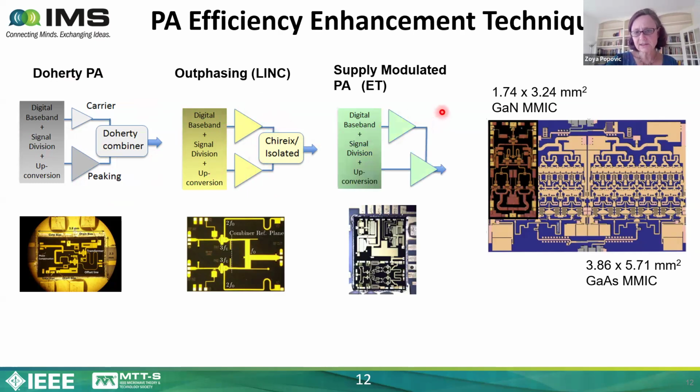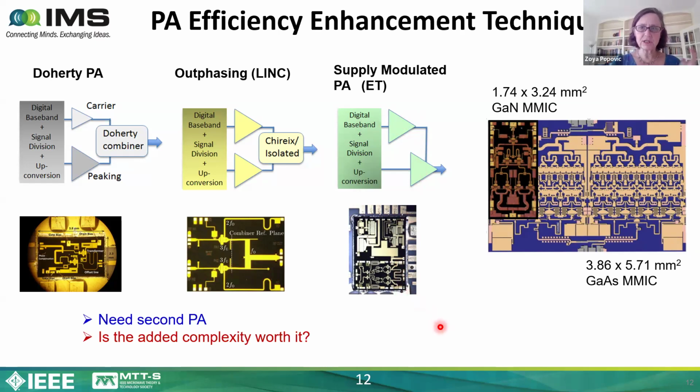And then envelope tracking, or supply modulation, is when you add digital baseband pre-processing to the signal in a way that you actually change the power supply to the system dynamically. I'll talk a little bit more about that. But what you can notice here is that for all of these, we need a second power amplifier. And so the question is, is the added complexity worth it? That's what everybody has to answer. We're adding another amplifier and all kinds of other things around it, combiners, different drive, and so on. So maybe it's just better to back off the amplifier and figure out how to manage the heat.